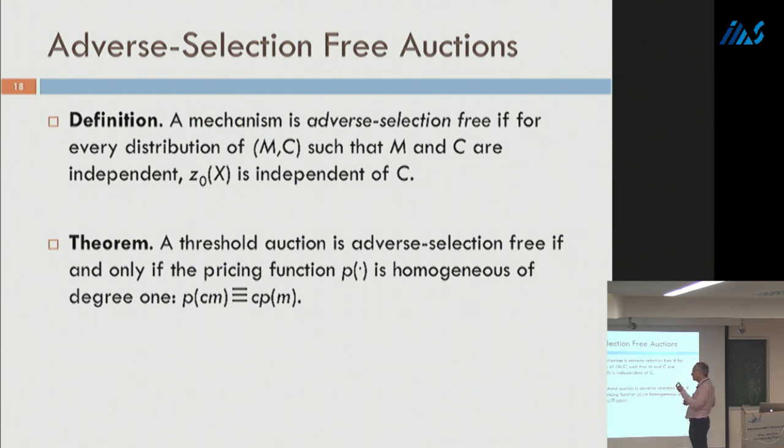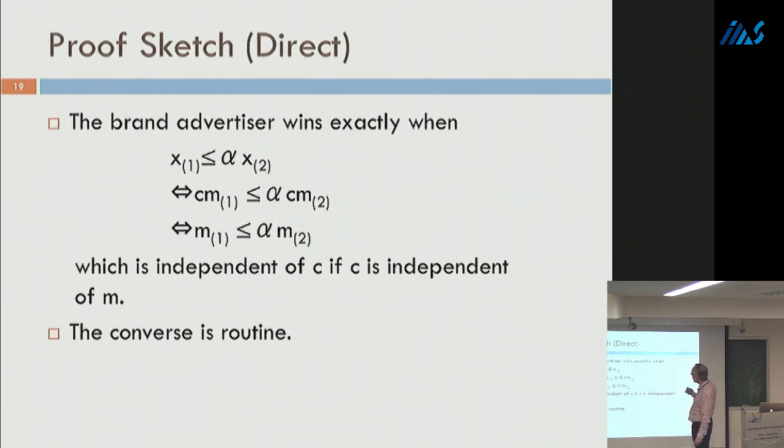Here's what it is. Basically, you sell the item to the highest performance bidder, who wins exactly when his value is at least alpha times the second highest performance bid. If it only depends on two bids, those are the only homogeneous of degree 0 assignment rules, for some constant alpha. This holds if and only if C times M1 is bigger than alpha times C times M2, since X1 is equal to C times M1. And that holds if and only if M1 is bigger than alpha times M2. And if the match values and the consumer quality are independent, then this event is independent of C.